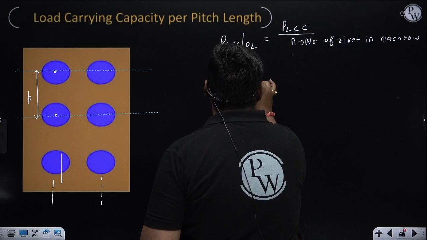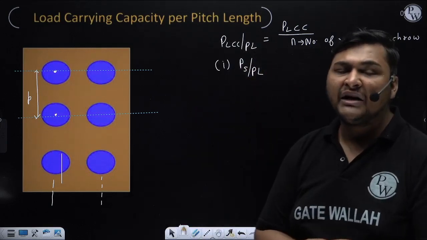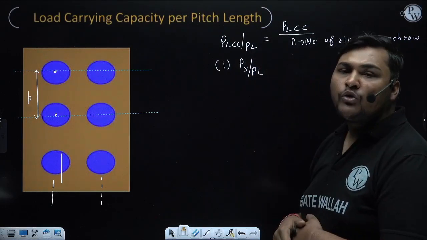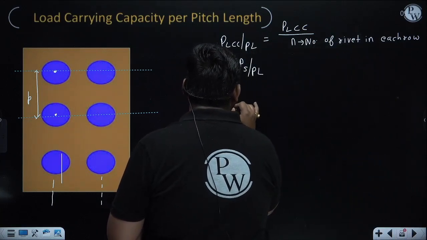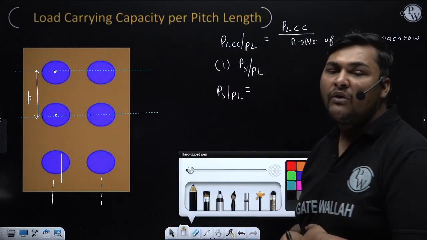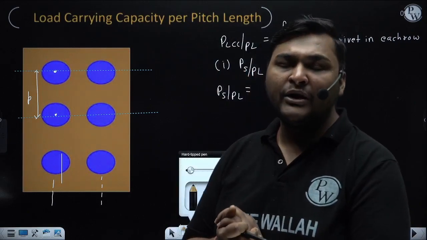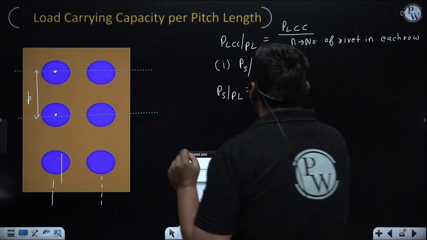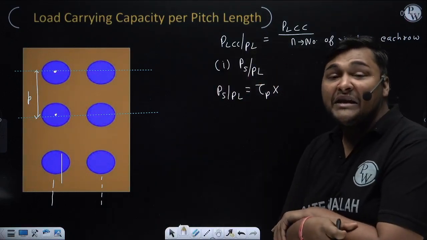To avoid shearing failure, this is not the total shearing load carrying capacity, it is the shearing load carrying capacity per pitch length. Now, how to calculate it? Very simple. When calculating total shearing load carrying capacity, we first equate actual tau with tau p, that is permissible shear stress, into the shear area of one rivet.